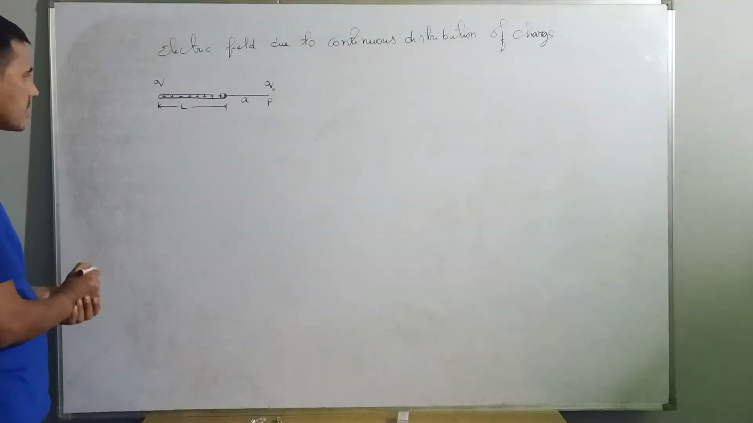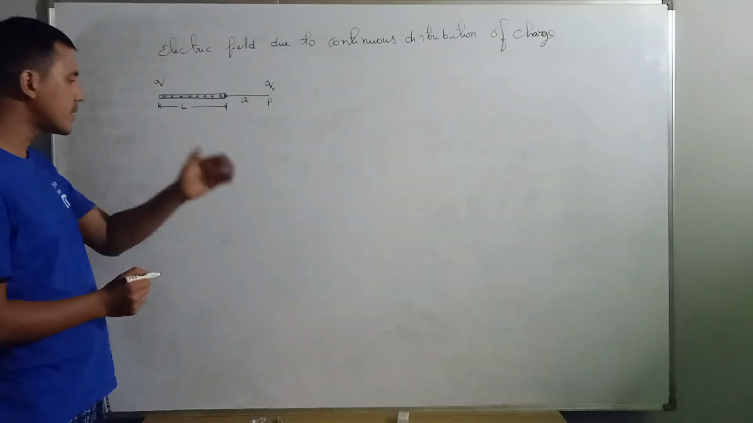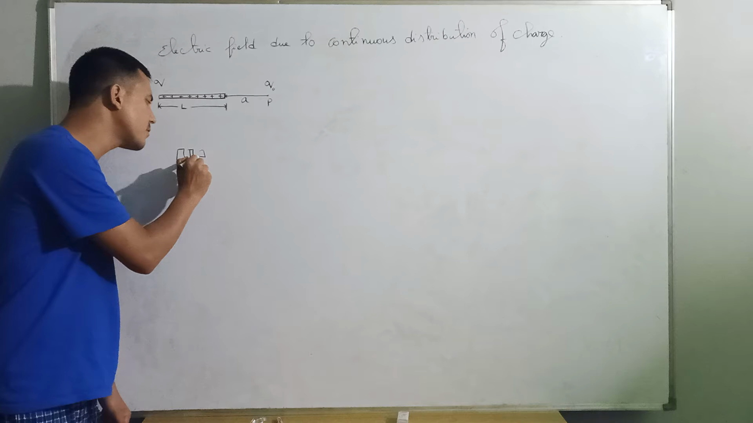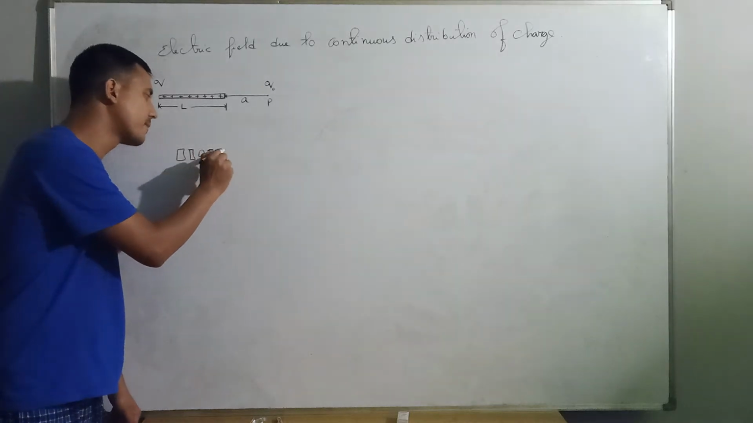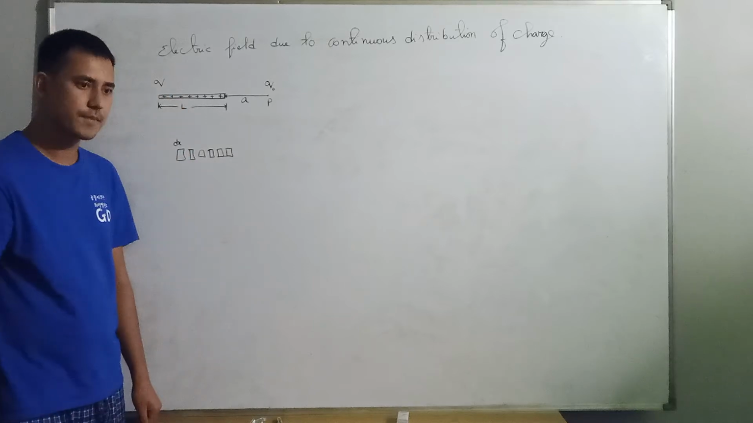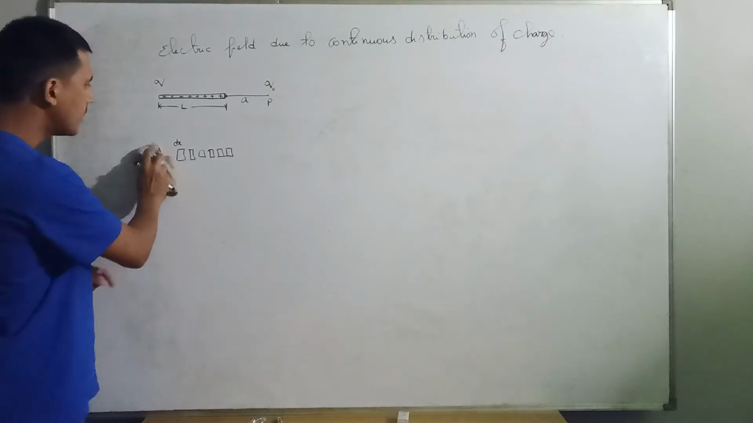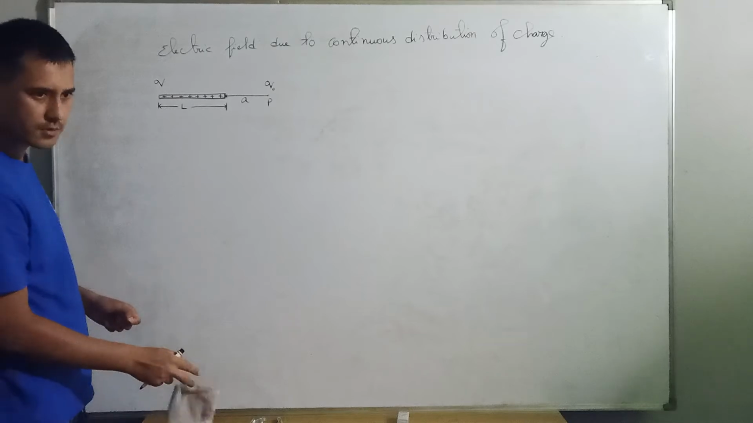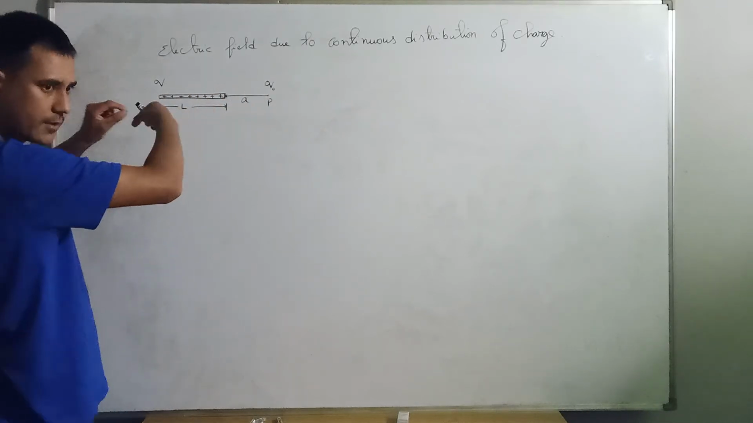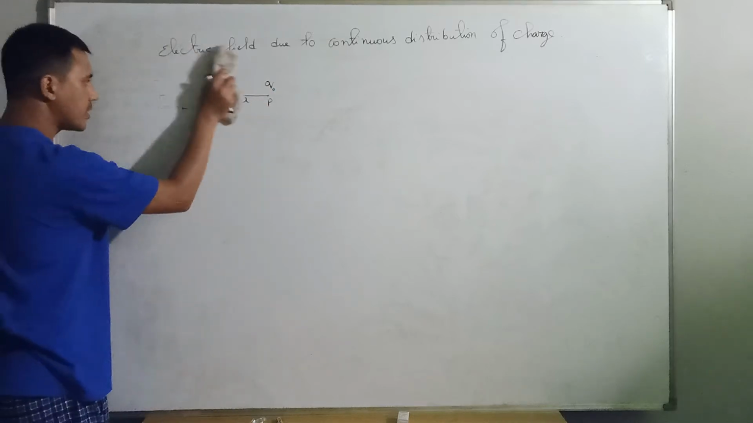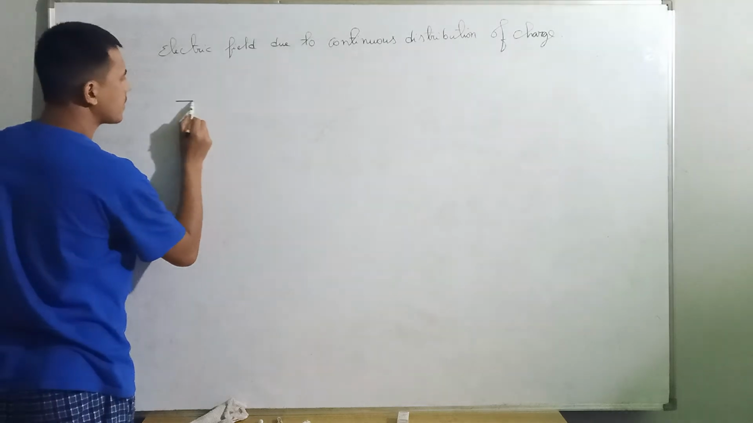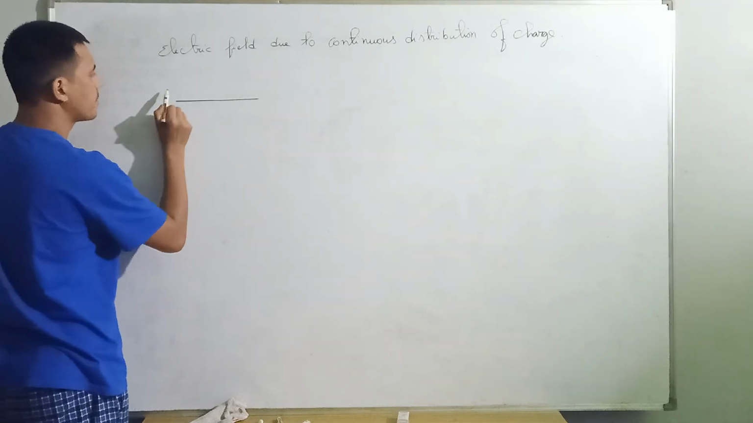Now what I'm going to do is break this rod into small elements, each of length dx. It will not look like a square box. This is just a one-dimensional line. This is just a line.